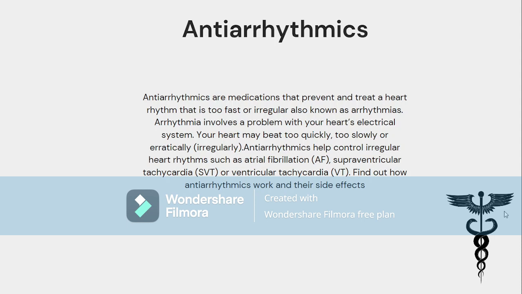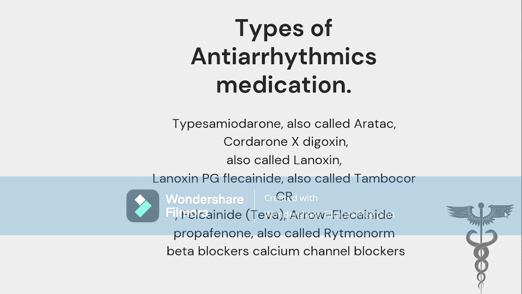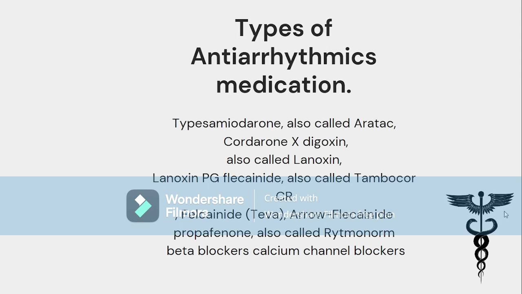Calcium channel blockers are another type of antidysrhythmic drug, which work by blocking the entry of calcium into the heart cells, relaxing the heart muscles and reducing its workload. Examples of calcium channel blockers include diltiazem and verapamil.